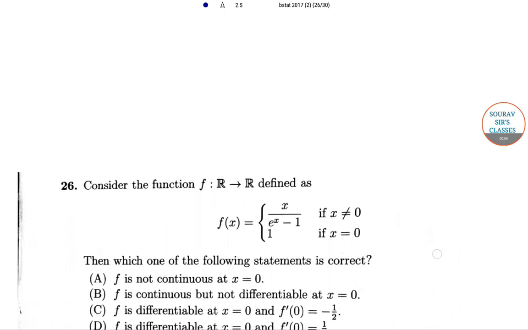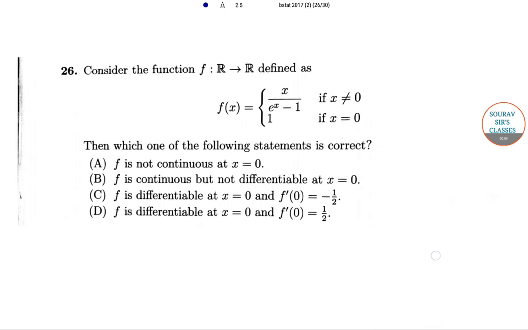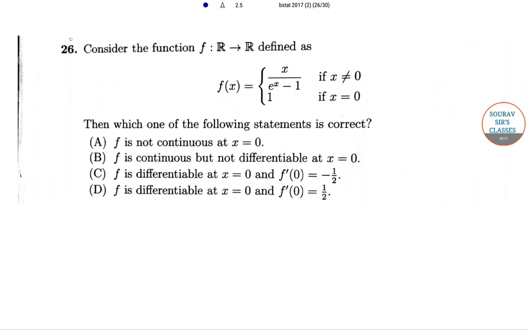Today we will be solving the ISI B-Stat question paper from year 2017. Today we will be solving question number 26.